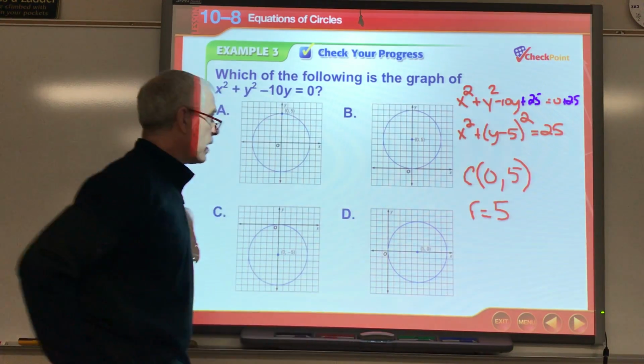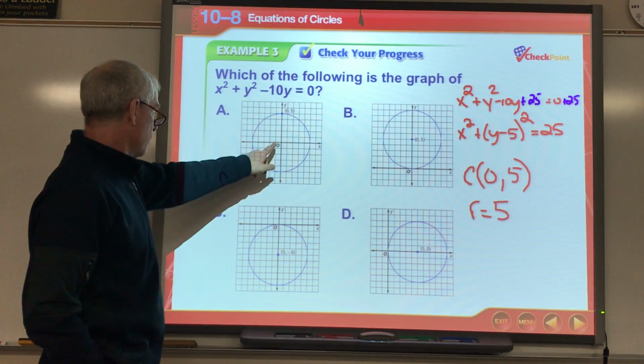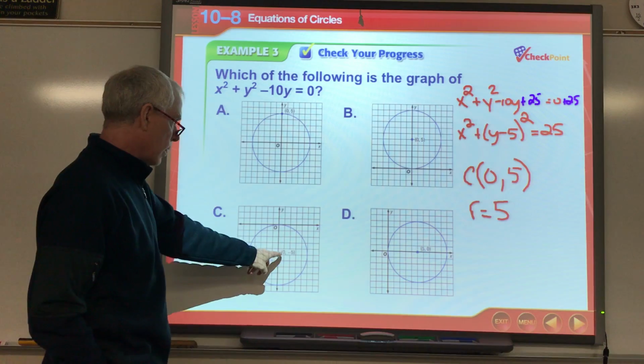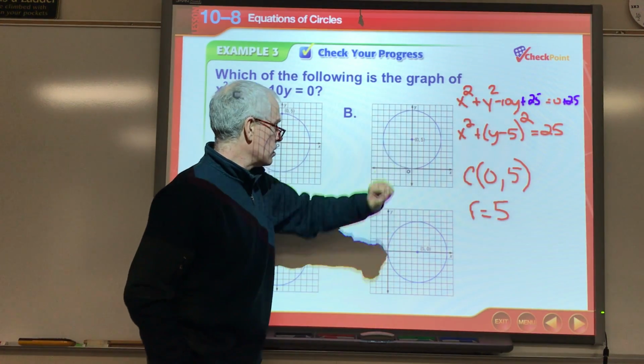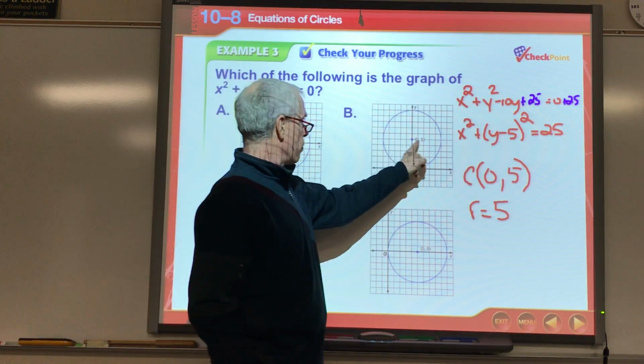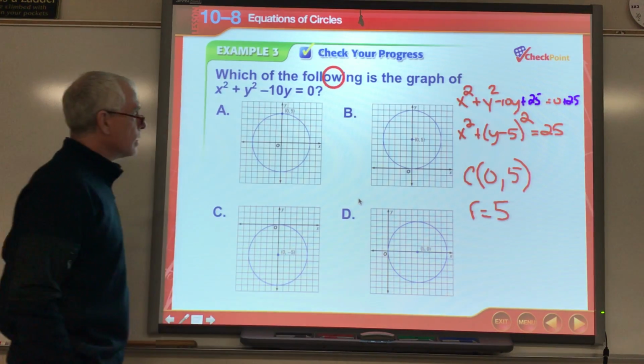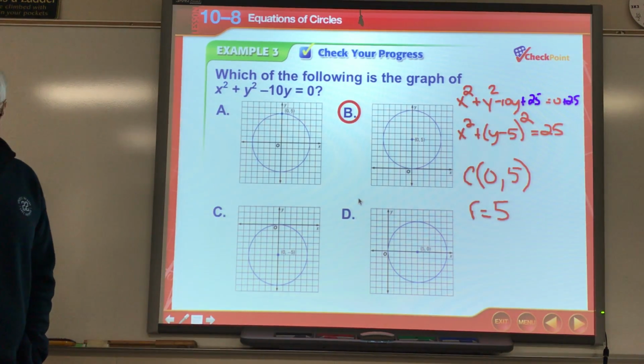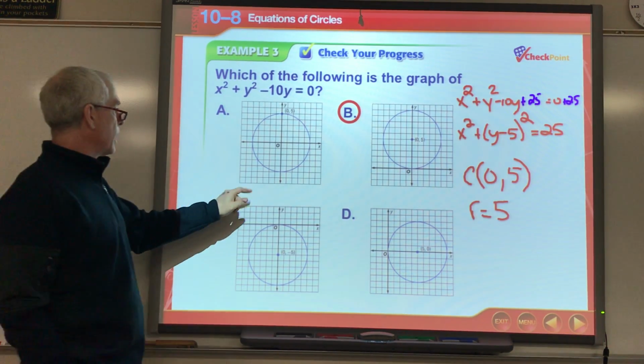So I'm looking for the one that has the circle centered at 0, 5. Well, that's centered at 0, 0. That's 0, negative 5, and that's 5, 0. This is the only one that's centered at 0, 5, with a radius of 5. Okay? So a little bit of algebra to get it in the format that I need, and then the graph isn't too bad after that.